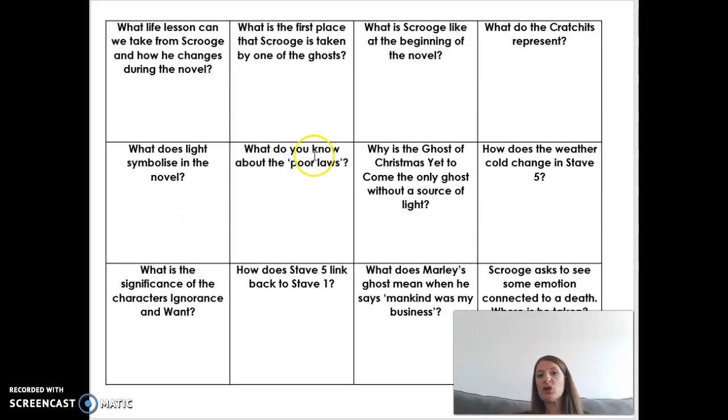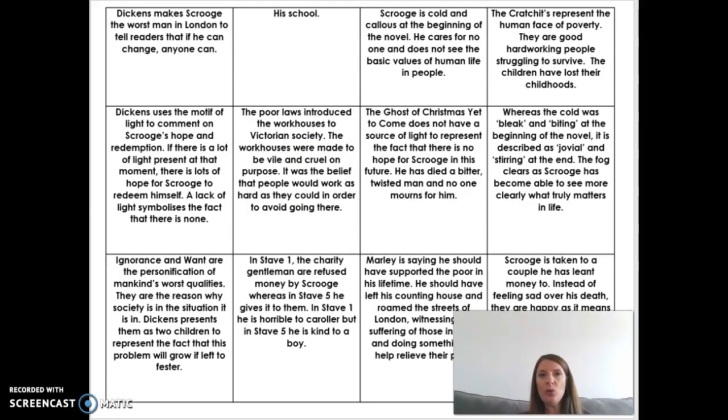Okay, the next question then is a context one. What do you know about the Poor Laws? Understanding all literature helps if we understand a little bit about the world in which the text was constructed. A Christmas Carol particularly so, because it's a novel with a social function, a story with a moral. So we need to understand what the world was like to really get what Dickens was trying to argue.